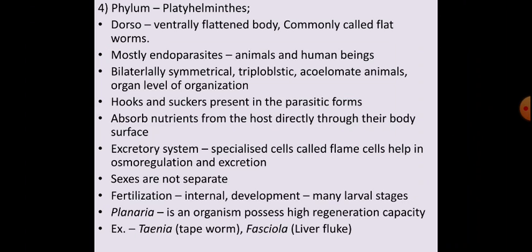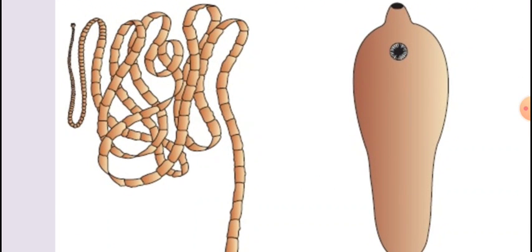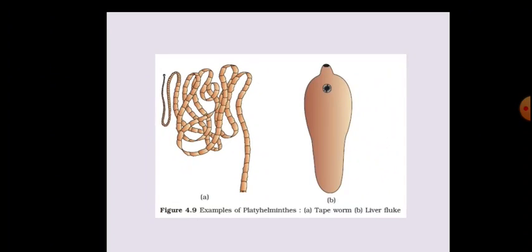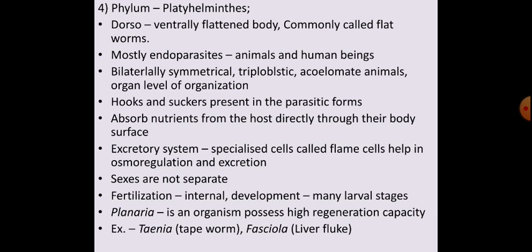They have a dorso-ventrally flattened body. See, the body of tapeworm is flat. So they are dorso-ventrally flattened, hence called flatworms. Their body is flat, so they are commonly called flatworms. Dorso-ventrally means the front side as well as back side, both sides the body is flat, so they are called flatworms.